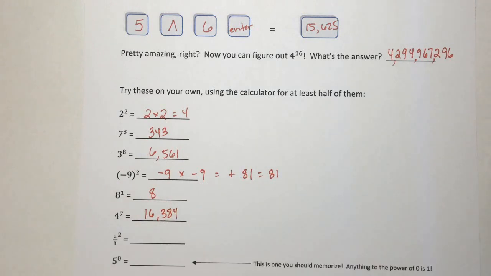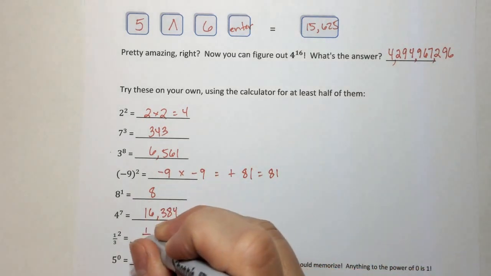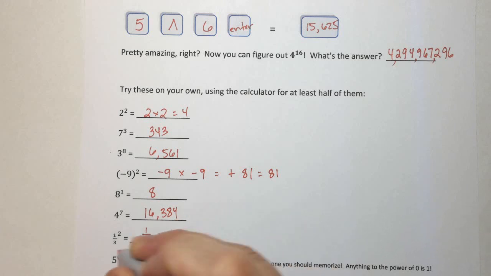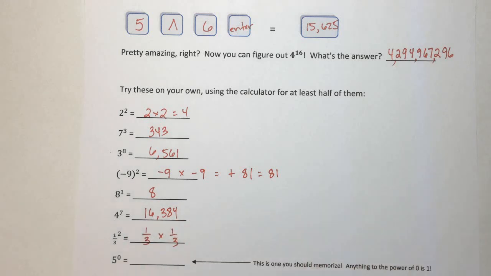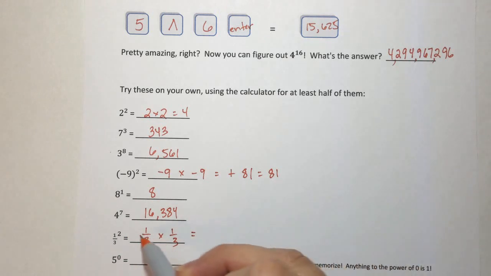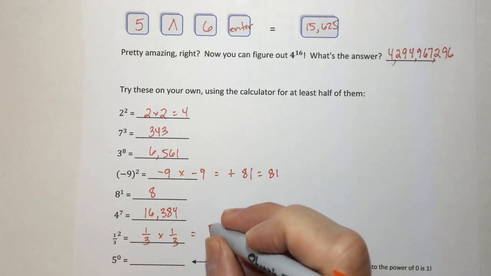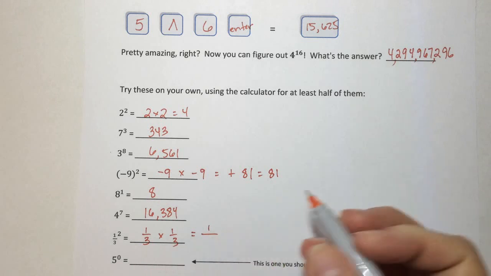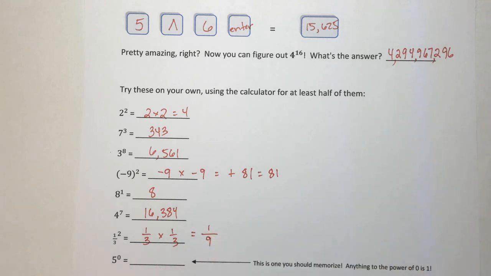And then we have a fraction. Fractions are the same. You just have to show it twice. 1/3 is being multiplied by itself 2 times. If you think back to fractions in Math 4, multiply the top numbers. 1 times 1 is 1. Then you multiply the bottom numbers. 3 times 3 is 9.